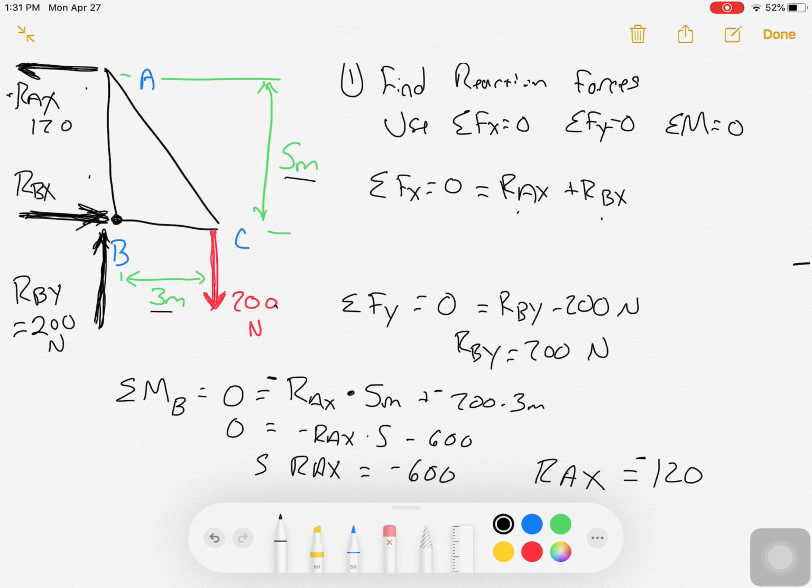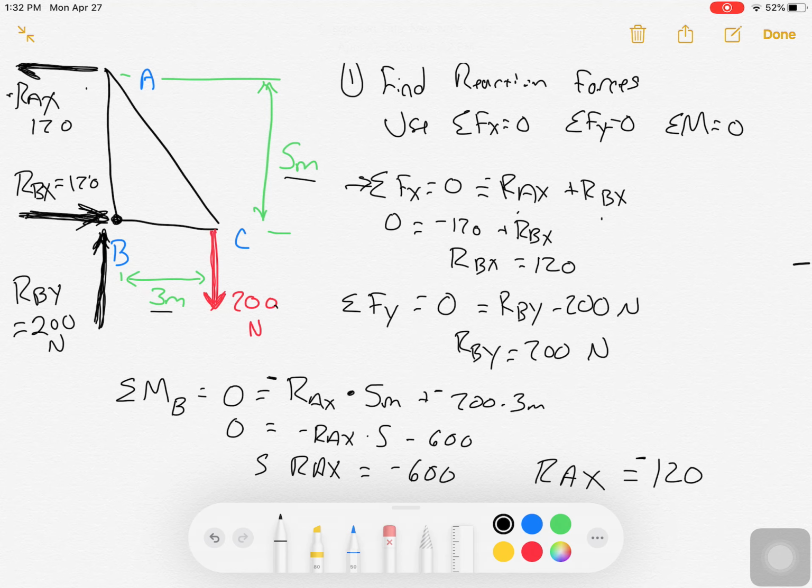Okay? Now, since I have RAX, I can come back up here. Now, I do have to make a little modification to this equation. We originally had RAX going to the right. Now it's going to the left. We'll say it's negative again. So 0 equals negative 120 plus RBX. So RBX has to equal 120.